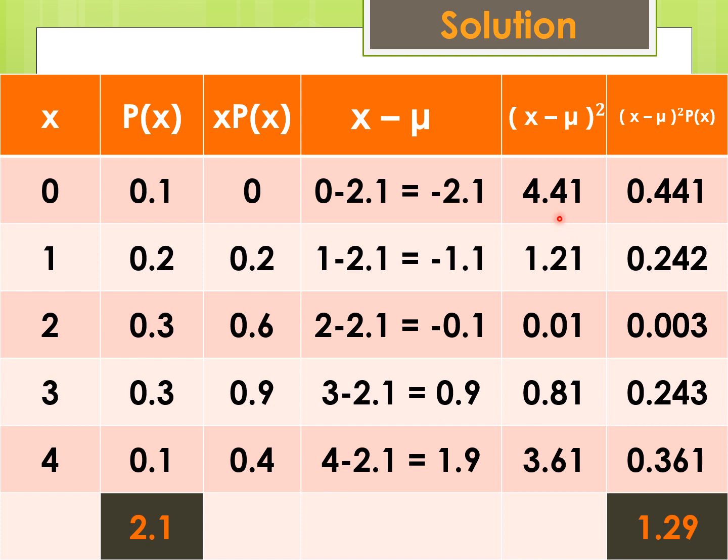And then after that, multiply the fifth column to the second column. So 0.1 times 4.41, we got 0.441, and so on. Therefore, the variance now, after adding this up, yung lahat ng values natin sa last column, will get 1.29. So that is our variance. Did you get it, class?